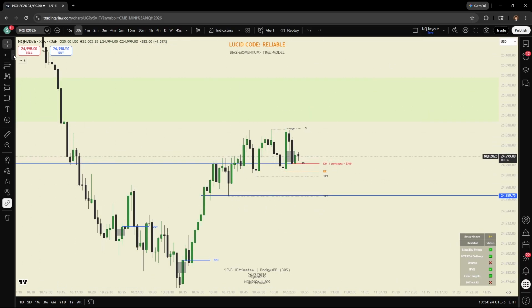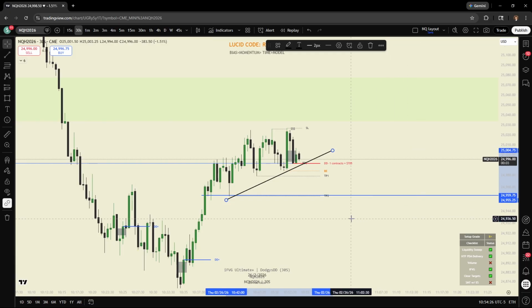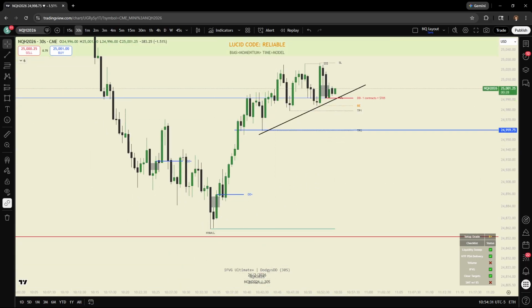Kind of generating liquidity here. Did I take what? The 30-second long? Yeah, I tried it. Just got break even on it.